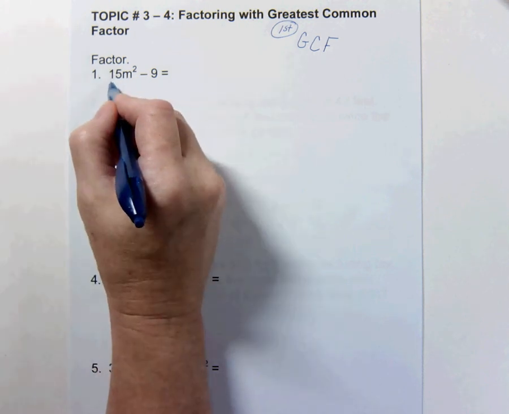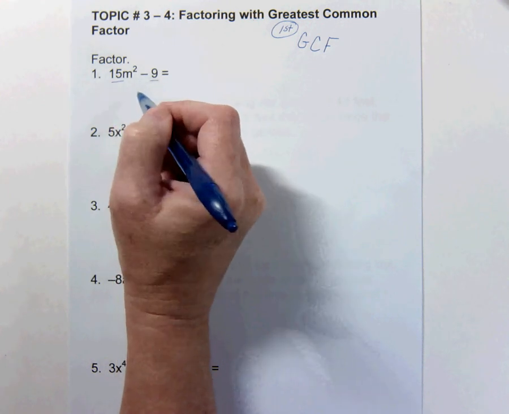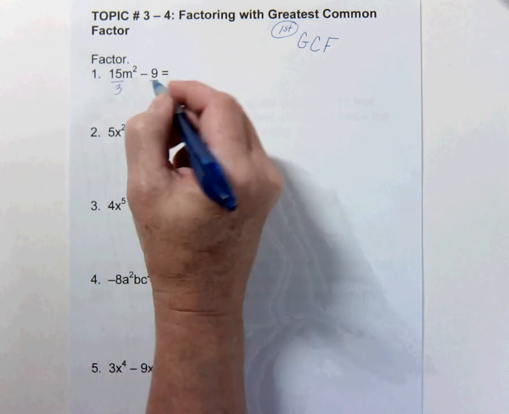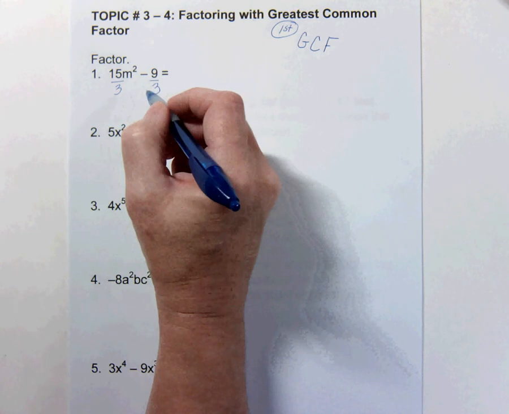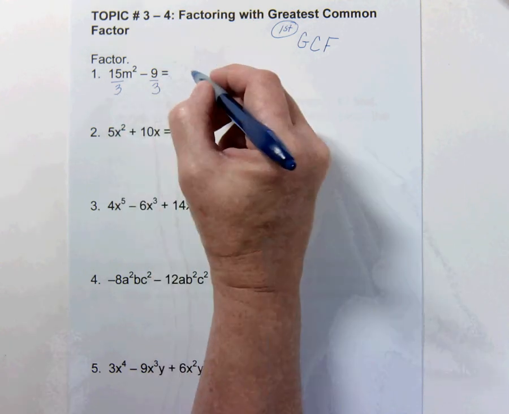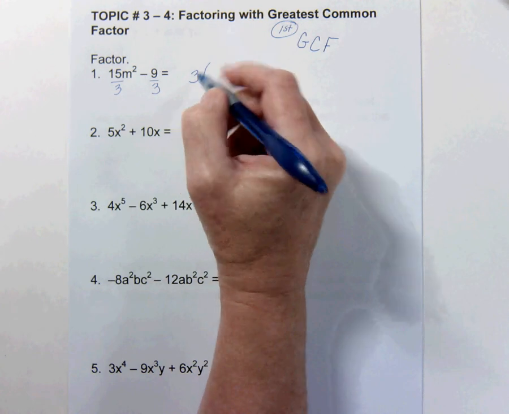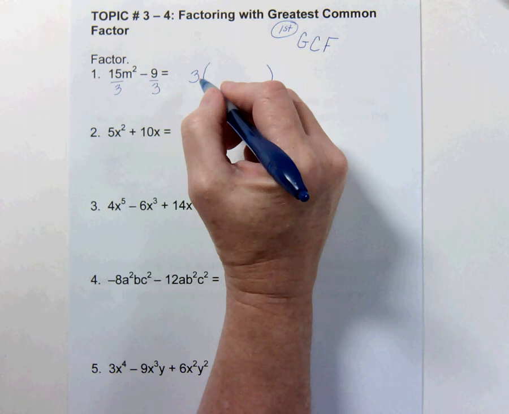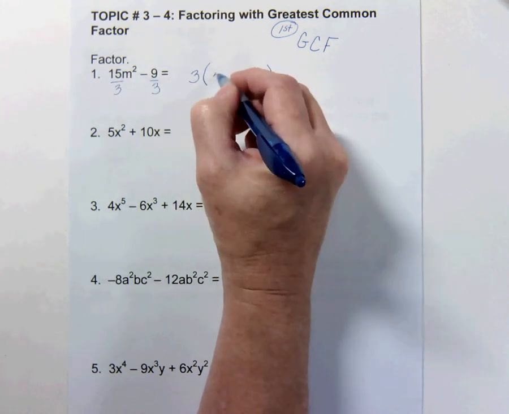So look at 15 and 9. There is something that is a factor of both of those, and that would be a 3. So I teach my students just to put it underneath. This helps in the division process. If you are going to factor out a 3, what stays inside the parentheses is the division of 15 divided by 3. So this would be a 5.